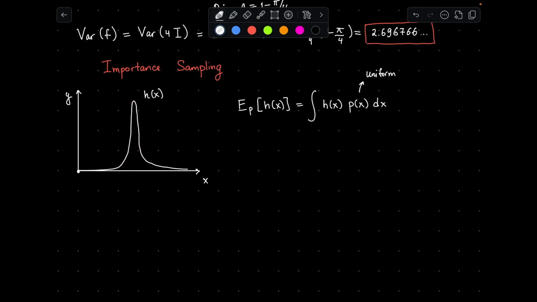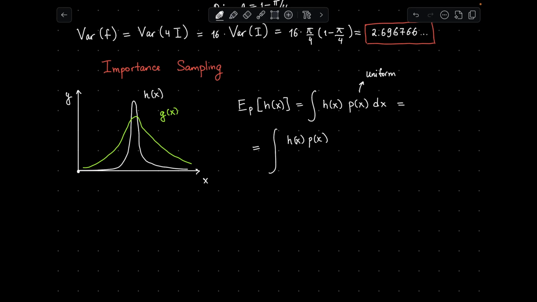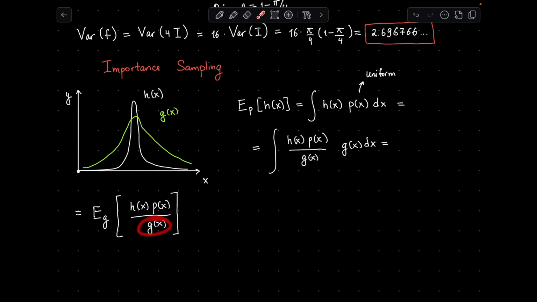So then the idea is to introduce another distribution, let's call that gx, which ideally should be close to hx. Then we're going to multiply and divide the integral by gx. Now we get a modified estimator where this gx acts as a weight, and the samples are drawn from gx instead of uniform sampling.